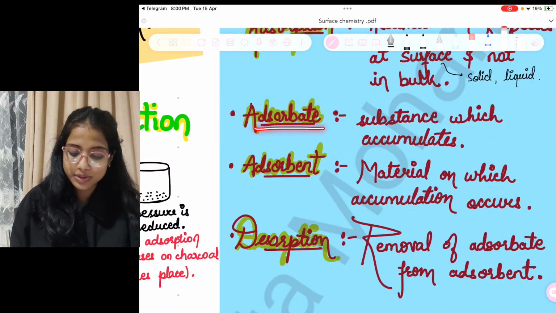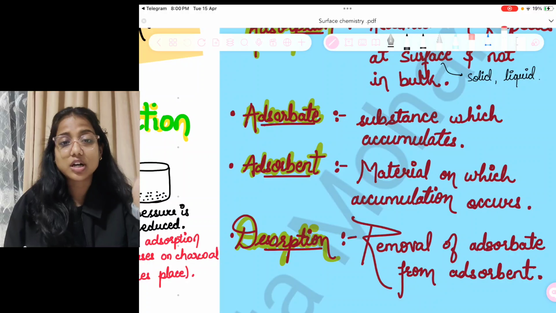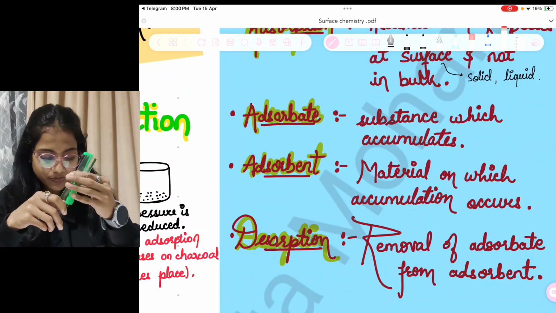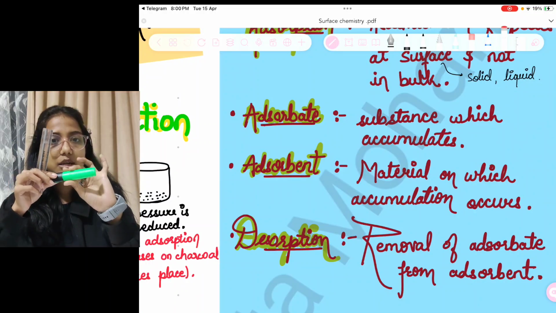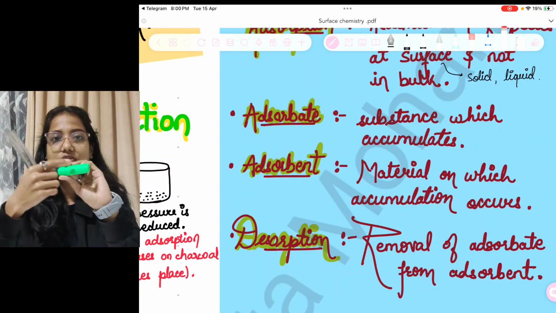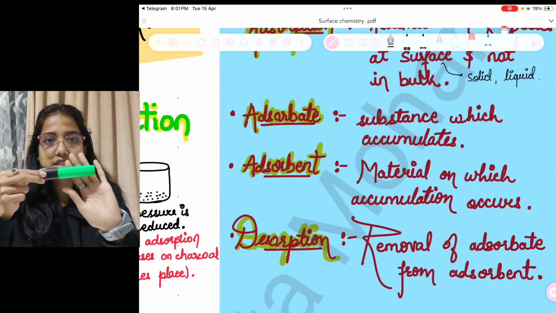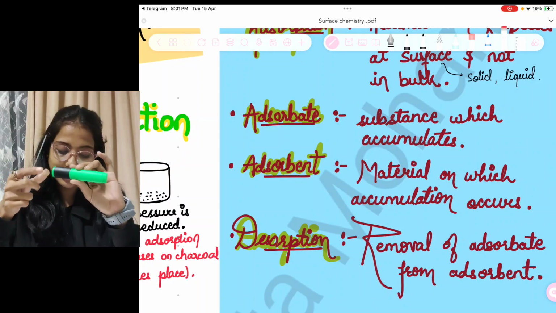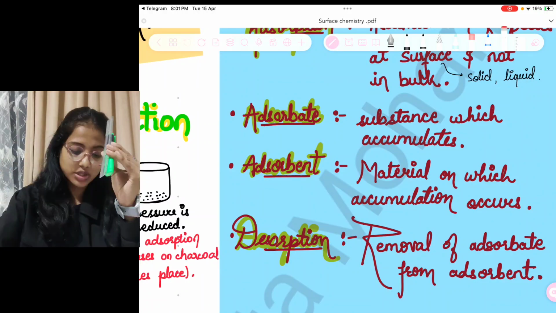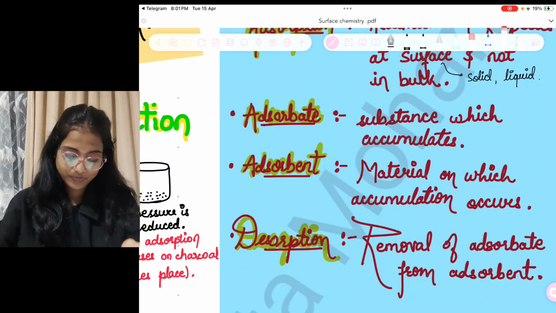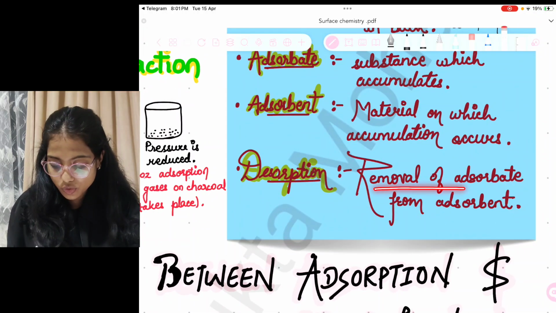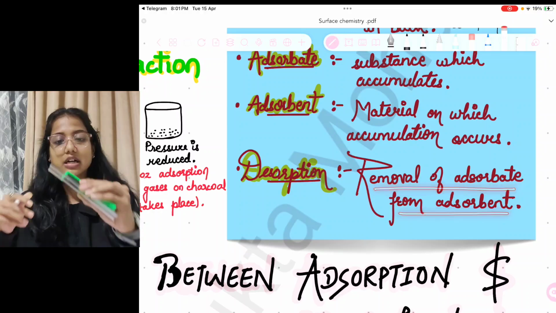And what is adsorbate? The substance which will accumulate. For example, here this is a scale. I'll explain from this. The material on which the accumulation occurs, like on this surface the accumulation will occur, will be known as adsorbent, and the substance which will accumulate will be known as adsorbate. Then desorption. What is desorption? Desorption is removal of adsorbate from the adsorbent.